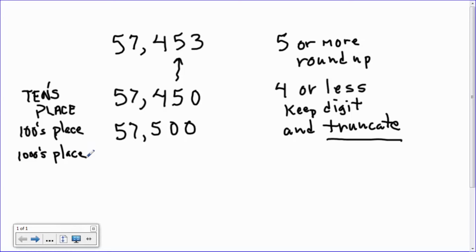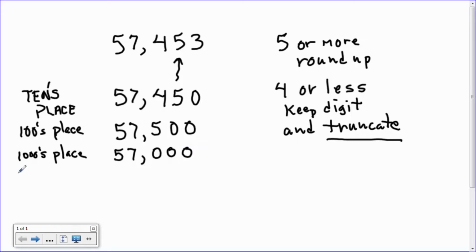I look at the digit in the thousands place, which is a 7. I look immediately to the right of the 7. It's a 4. And because it's 4 or less, I keep the 7 and change the others to 0. So in rounding this number 57,453 to the thousands place, the rounded number becomes 57,000 exactly.